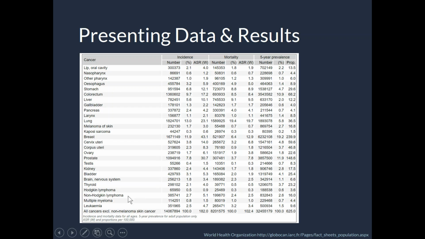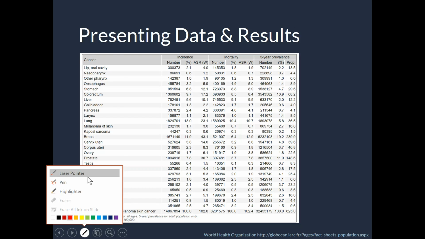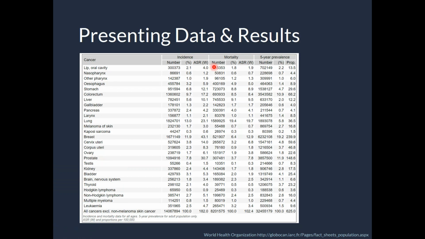Take, for example, this large data table from the World Health Organization. It shows the incidence, mortality rate, and 5-year prevalence for various types of cancer. Let's say that you wanted to use this information to show important trends for each of these cancers.